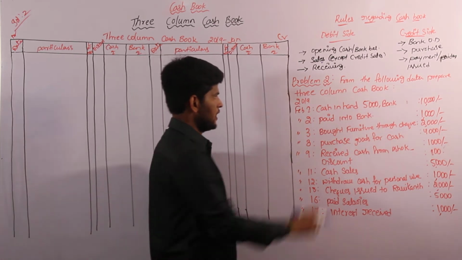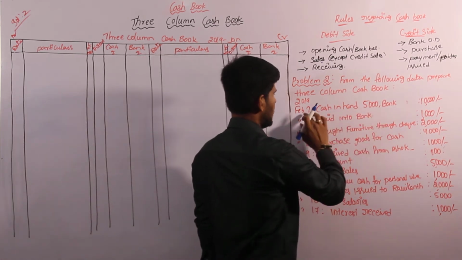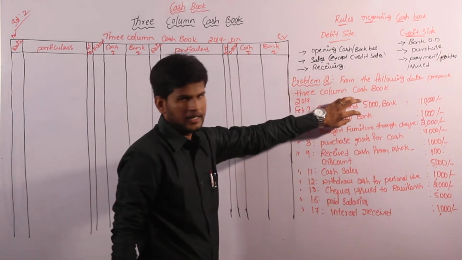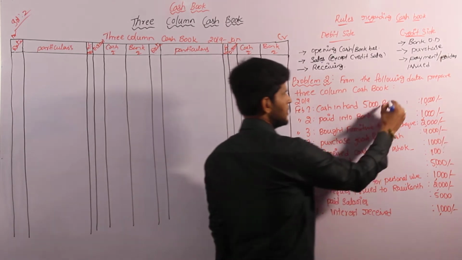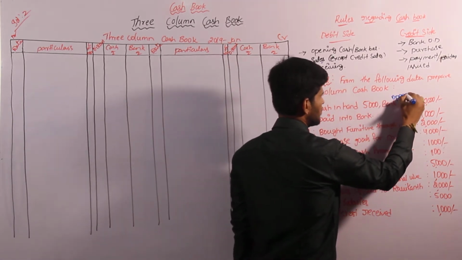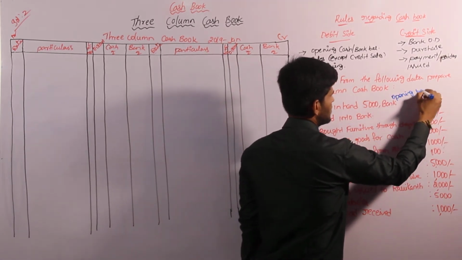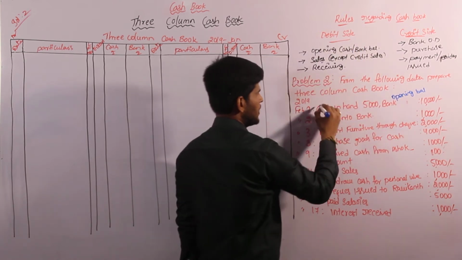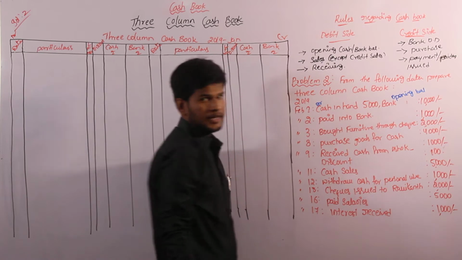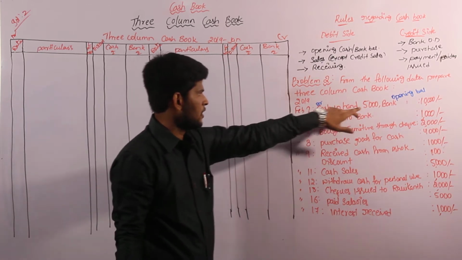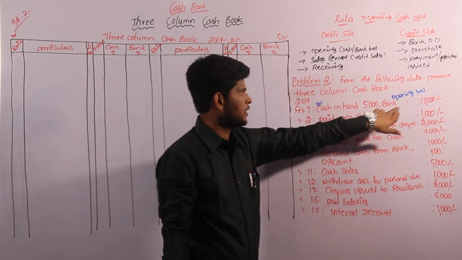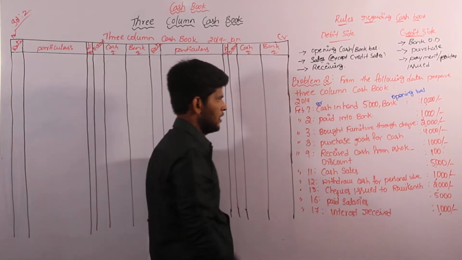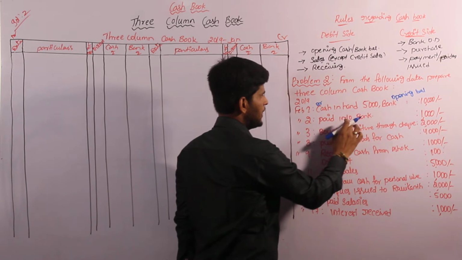And come to the first one, cash in hand 5,000 and the same February 1st bank value 10,000. So the first day transaction is called opening values, meaning opening balances. According to the cash book, on the debit side we have to write the opening value. In the cash column we have to write 5,000, and in the bank column we have to write 10,000, because we have separate values in the first transaction. I'll come to the second one, paid into bank.